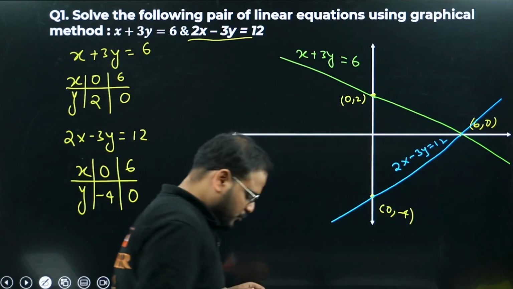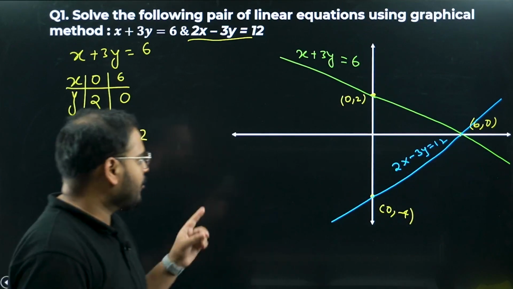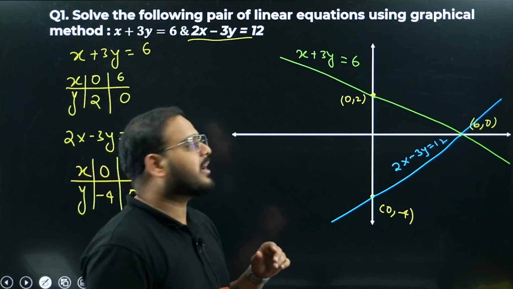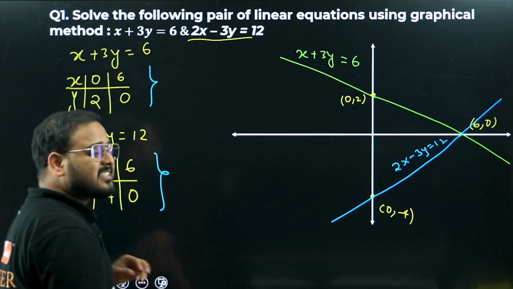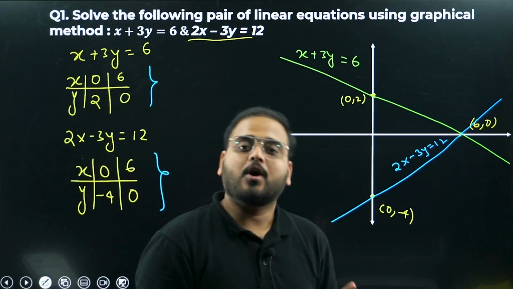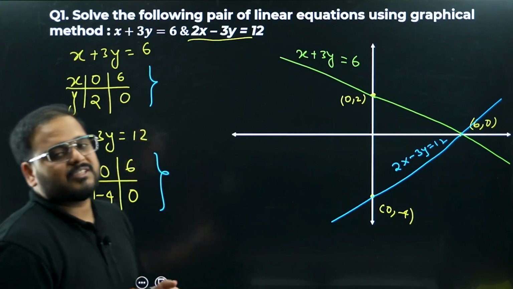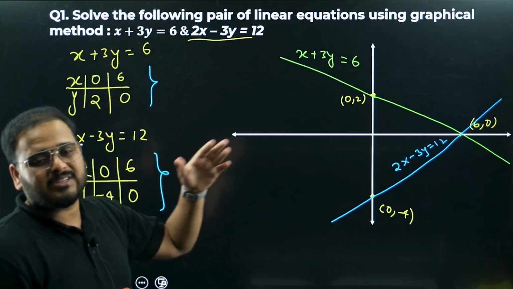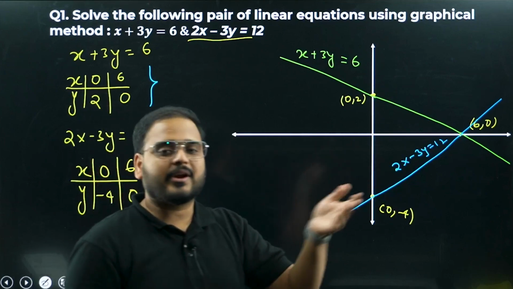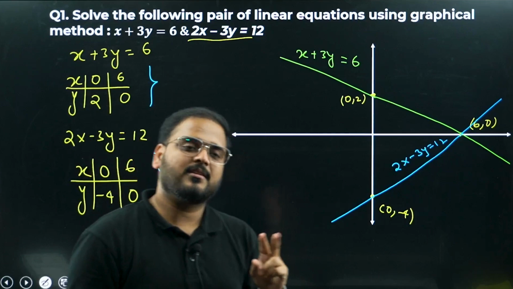So what are the steps to solve a pair of linear equations using the graphical method? Step 1, draw the graphs. How do you draw the graph? By finding at least 2 points on the graph. Put x as 0, next put y as 0 and find the coordinates. If it is complicated, you can take another value, x as 1 or 2. Anything you can take for x or y, to figure out 2 points.